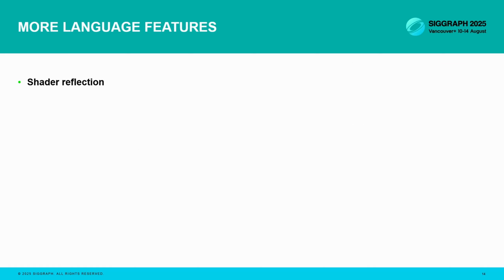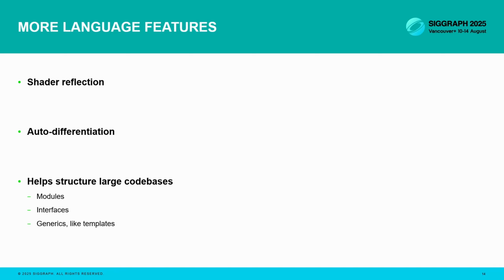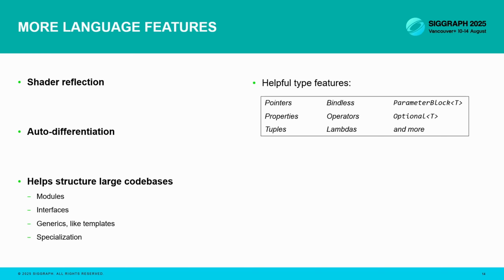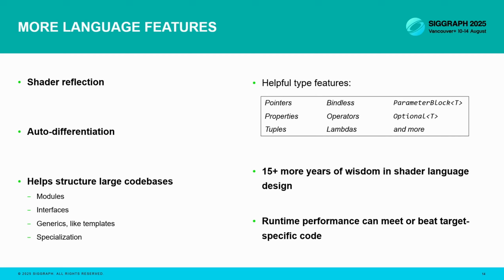It has shader reflection for getting info about shaders, and auto-differentiation, which Chris will talk about. It helps you structure large codebases using modules, interfaces, and generics, as well as specialization to help with compile times. It has types like pointers and parameter buffers that make shader I/O easier, properties for structs which even C++ doesn't have, and many more type features to help you write shaders. In sum, it's a shader language designed with 15 plus years of wisdom in how to create languages for computer graphics. And its runtime shader performance can meet or beat handwritten code, even when using advanced features like generics.